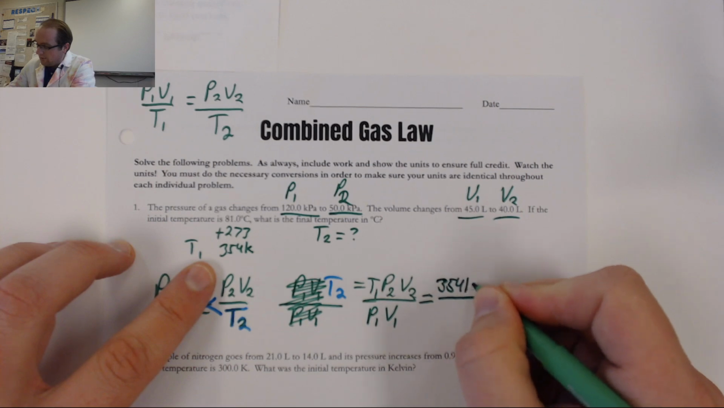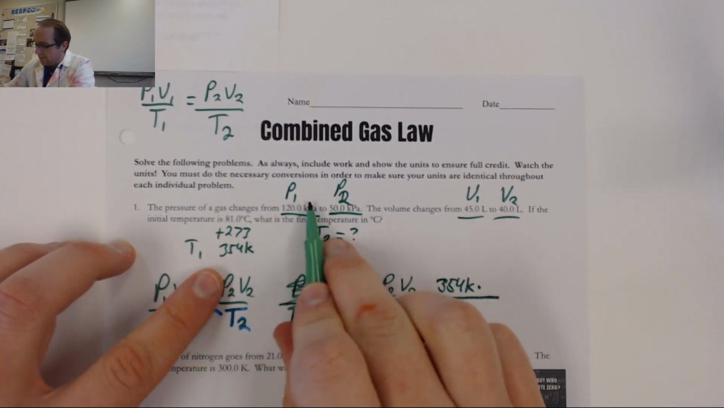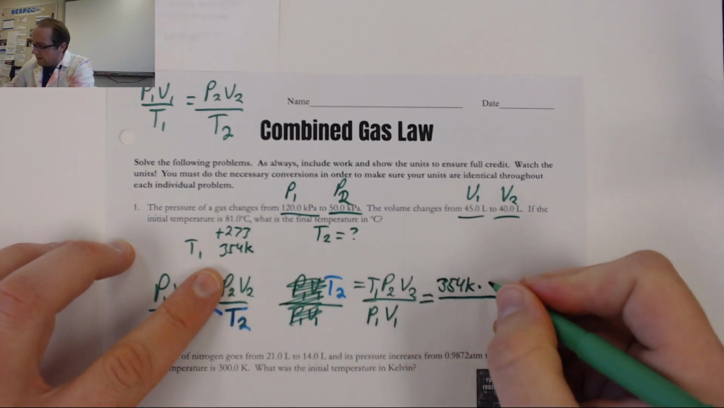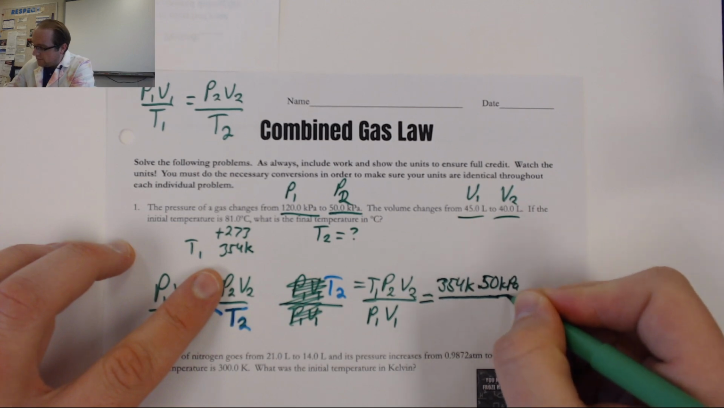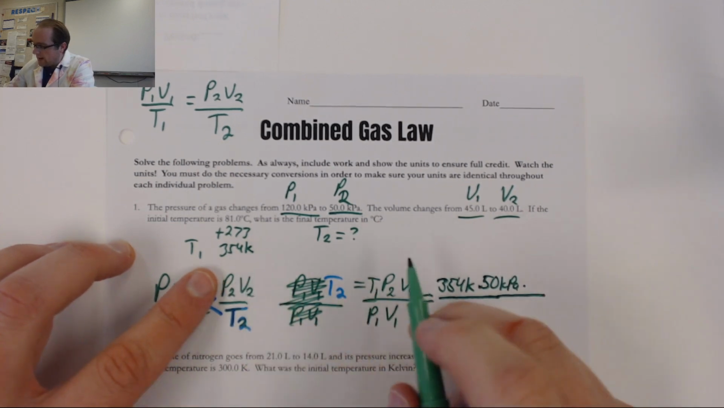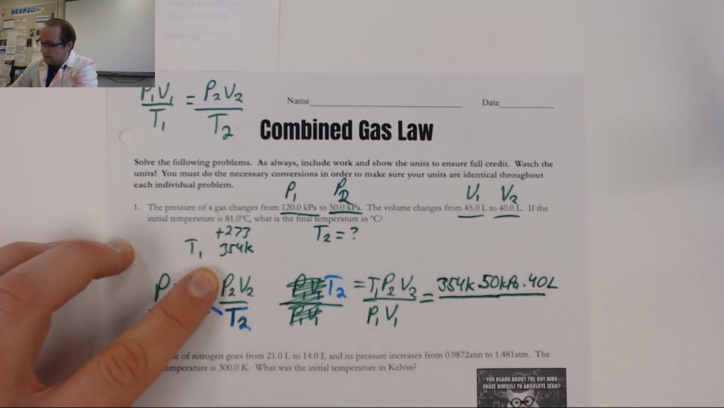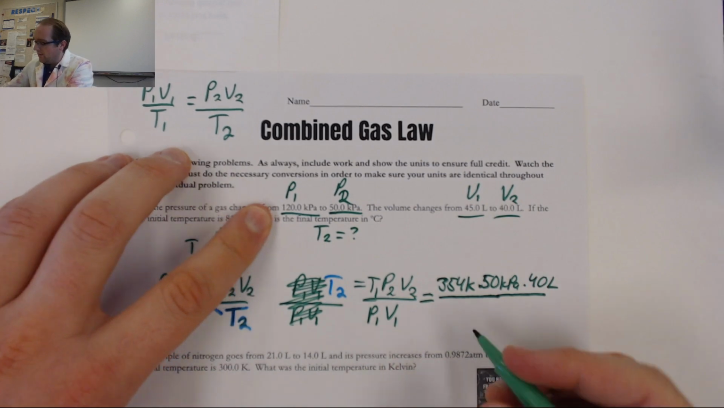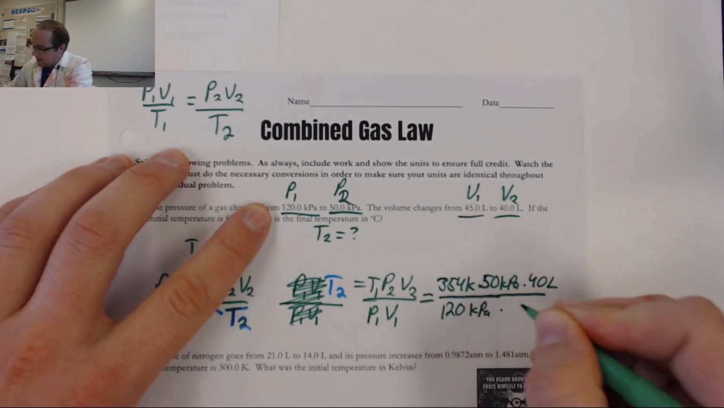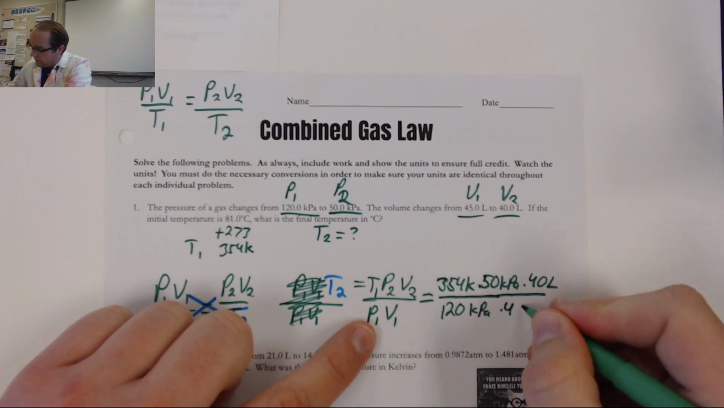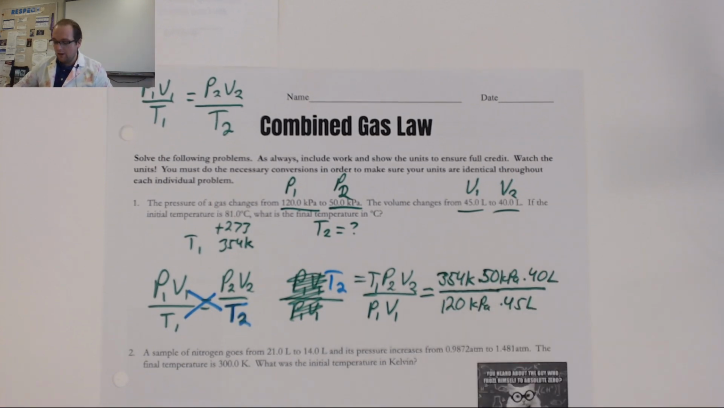I'm taking my T1, my 354 Kelvin, times the P2. Careful that you're using the P2, not pulling the P1 by accident here. Our equation setup says we're going to take the P2. So we're taking the 50 kPa, and then we're multiplying by the V2, that's the 40 liters. And then we're dividing by the P1, which is the 120 kPa, and multiplying by the V1, that's the 45 liters.